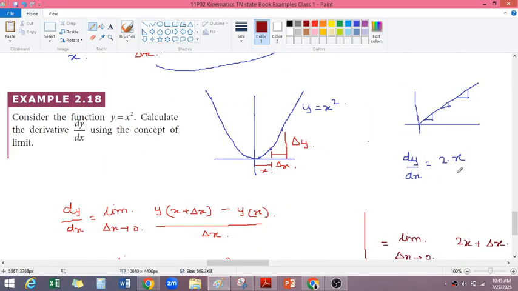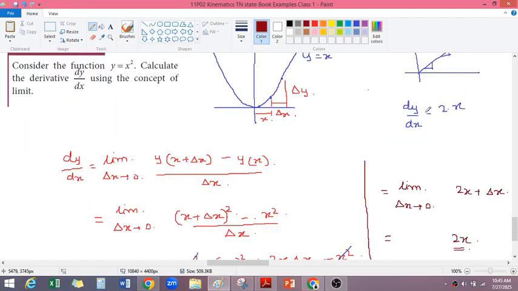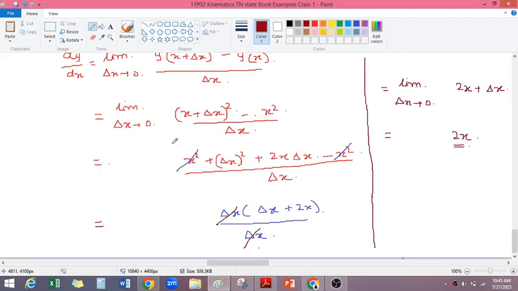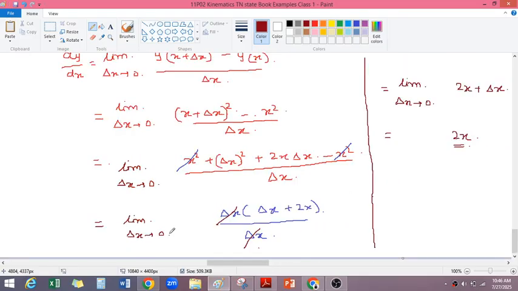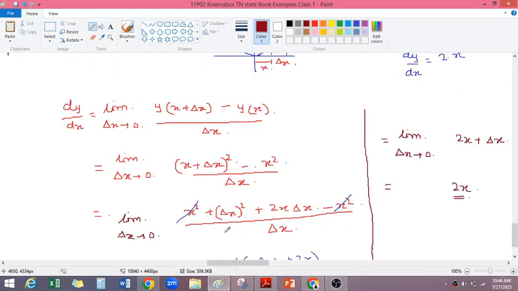Suppose we have some standard formulas in maths, with that we can directly find the answer. Every time we don't have to struggle so hard. But I think you have a chapter called limits and continuity, so this will come in that chapter in maths. Any doubts? An important concept, so try to understand it properly.